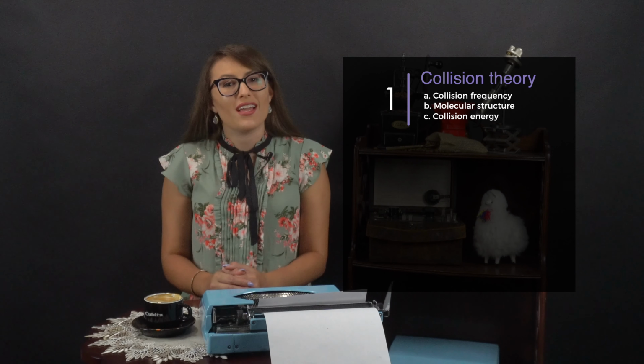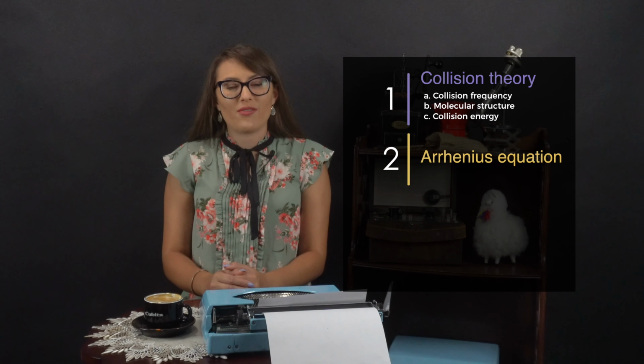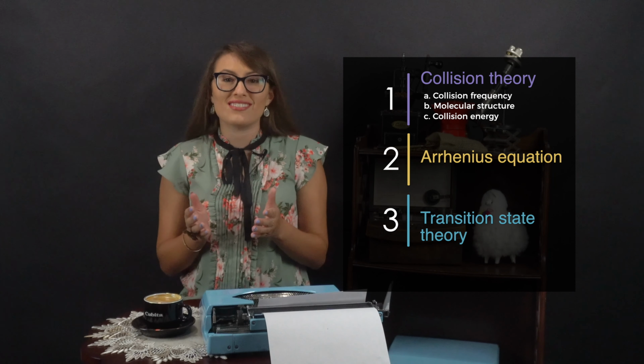Well, let's continue from where we left off and discuss a little bit more about the theories of chemical kinetics. In today's discussion, we will focus on collision theory, describing collision frequency, molecular structure, and collision energy. We will also cover the Arrhenius equation and transition state theory.